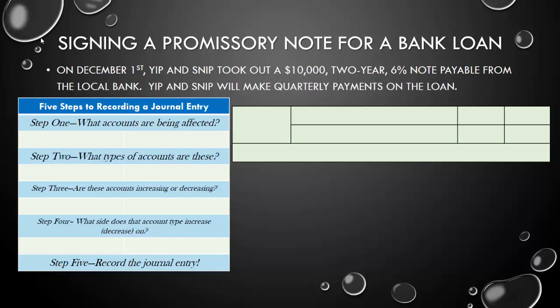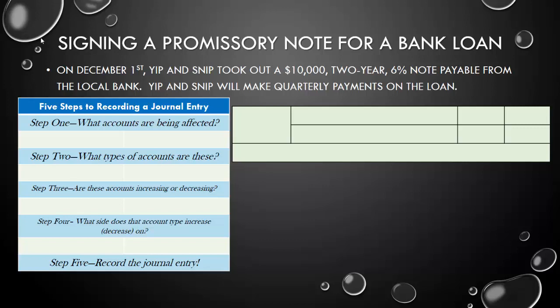So let's say that on December 1st, Yip and Snip is taking out a $10,000 loan. They have 2 years to repay it, and no bank is going to just give them $10,000 now and take $10,000 back later. As we all know from financing cars and houses and even your student loans, you have to pay interest, a little something extra to make it worth their time to let you borrow the money. So this bank is charging Yip and Snip 6% interest on this loan.